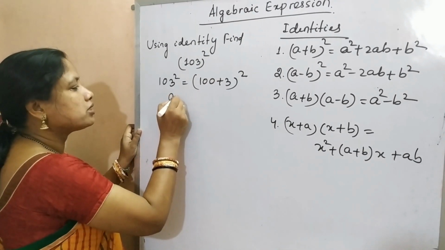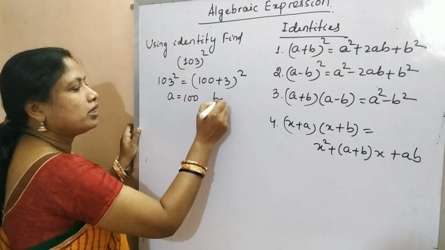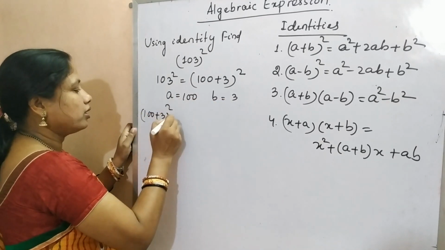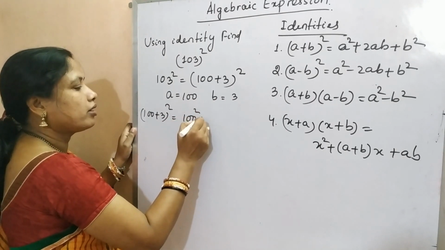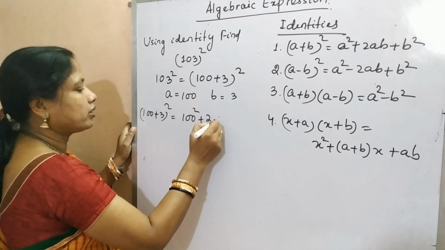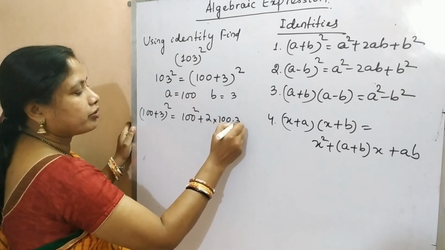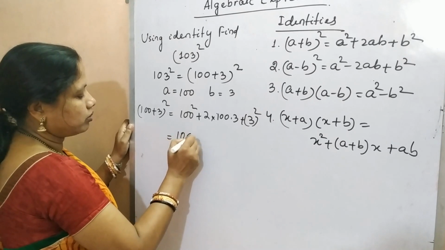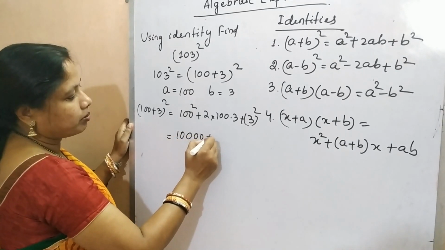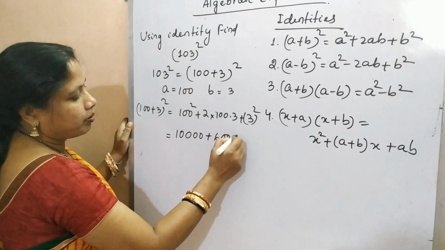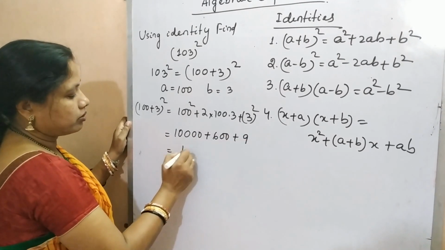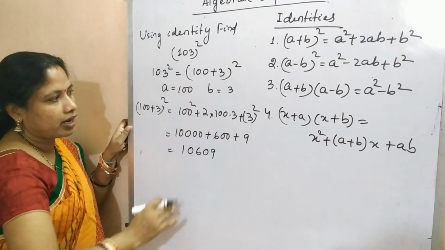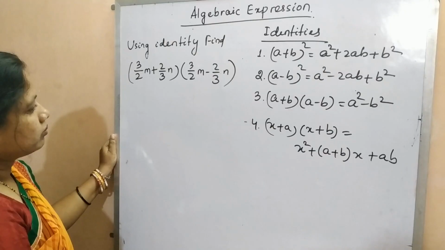So here a is equal to 100 and b is equal to 3. So 100 plus 3 whole square is equal to 100 square plus 2 multiplied with 100 multiplied with 3 plus 3 whole square. So this is equal to 10,000 plus 600 plus 9, which is 10,609. That is 103 whole square.